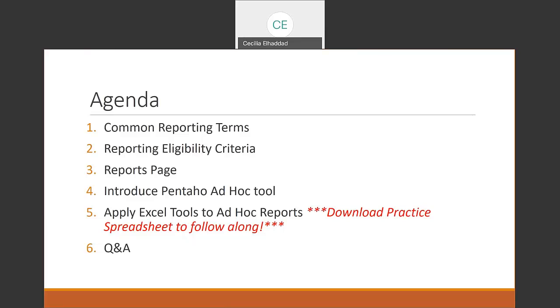And then after that, we're going to review some quick Excel tools that might be helpful when dealing with those ad hoc reports, because sometimes they download in an order that's kind of funky, or you'll have duplicates. So I'm going to show you some things that you can use in Excel in order to get past that.